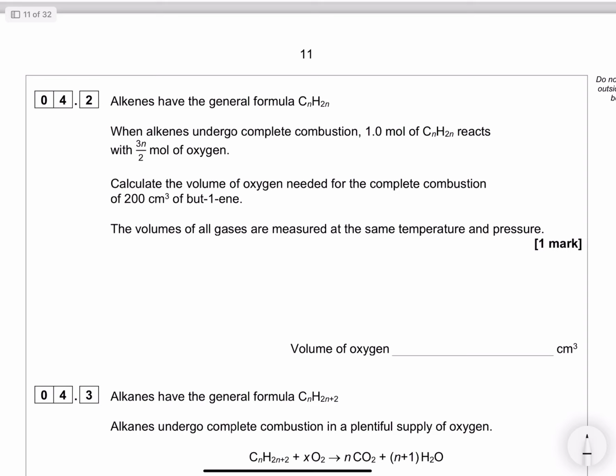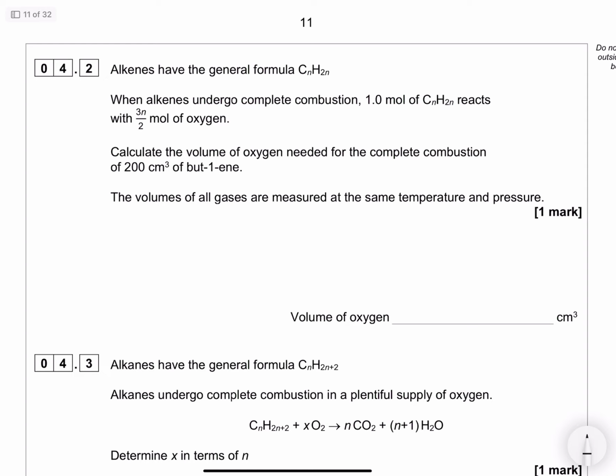The next part of the question says alkenes have the general formula CnH2n. When alkenes undergo complete combustion, 1 mole of alkene reacts with 3n over 2 moles of oxygen. Calculate the volume of oxygen needed to completely combust 200 centimeters cubed of but-1-ene. Okay, so we need to have a think about what but-1-ene is. But-1-ene is C4H8, so n equals 4.